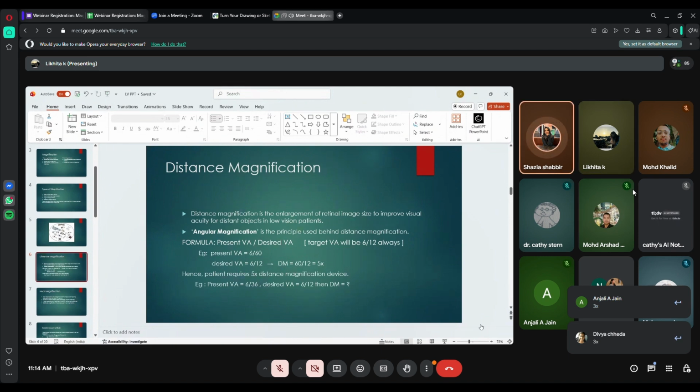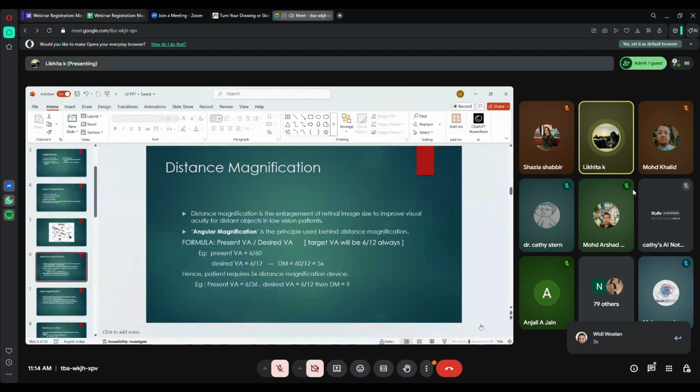We have a lot of answers coming up saying it's 3 times. Okay, perfect. I hope you all understand this distance magnification and how to calculate it, and if you have any doubts, ask me. That's fine. 3x magnification is correct. So in this patient, we prescribe a 3x magnification distance device. I hope you are clear so far about distance magnification.